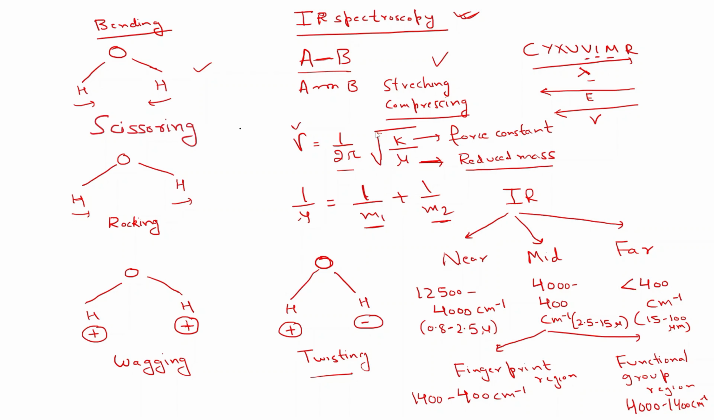Apart from stretching vibration, if we have a triatomic molecule, like the water molecule, the vibrations shown are known as bending vibrations. First is scissoring, which is within the plane. Another is rocking, where both hydrogen atoms move in the same direction, backward and forward. This is again within the plane, so this is called rocking.